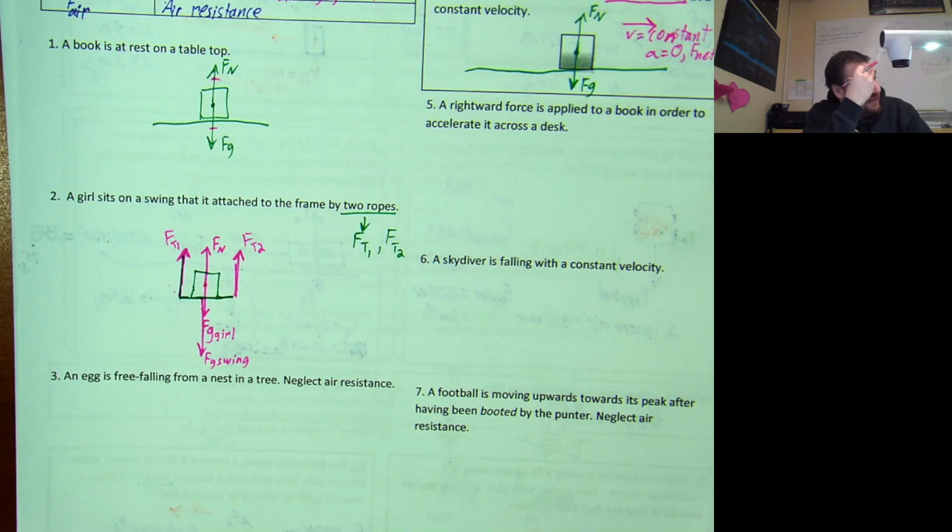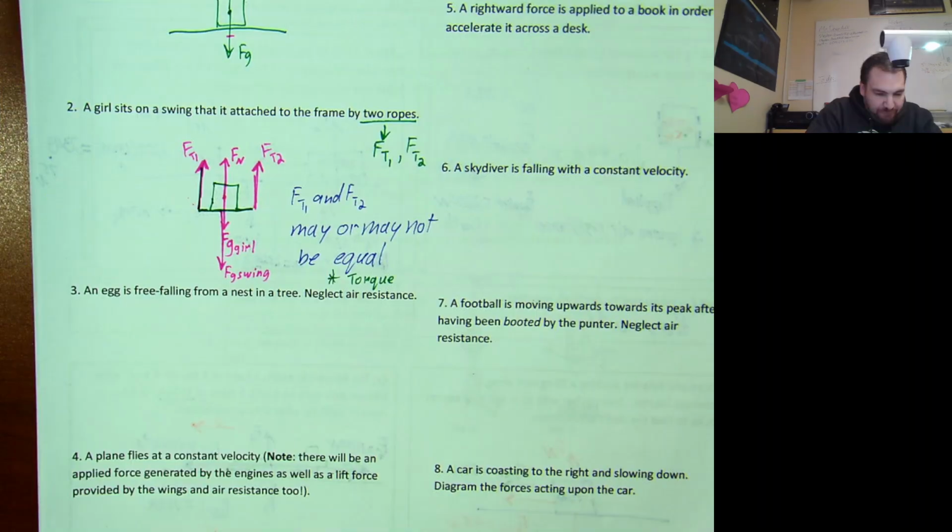Okay, number 3. I've got an egg free falling from a nest in a tree, and we are told to neglect or ignore air resistance. So I've got an egg. What's acting on my egg? Gravity. Anything else?